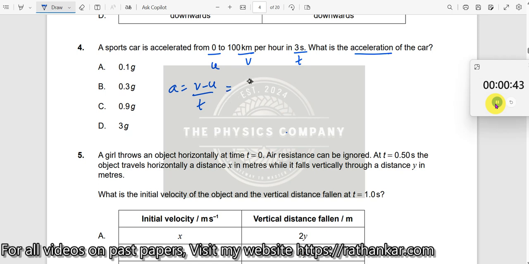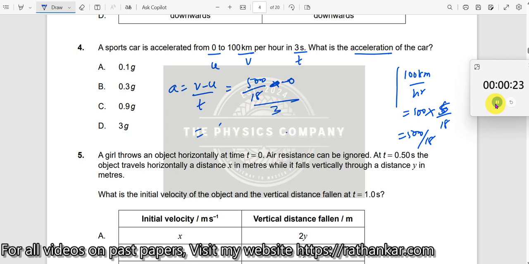Now V is 100 km per hour. Let us do it separately here. 100 km per hour is equal to 100 multiplied by 5 by 18. When I do this, I get 500 divided by 18. So this should be (500 by 18 minus 0) divided by 3, which should be equal to how much?